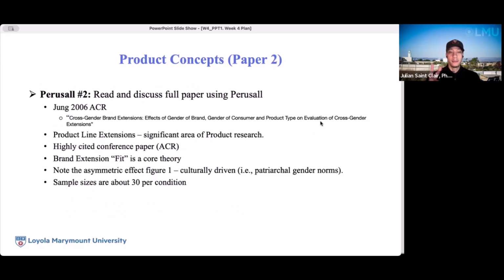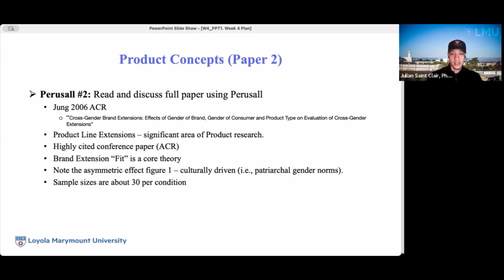That's paper number one. Paper number two is a full paper up on perusal. It's by Jung, 2006. It's actually a highly cited conference paper from the Association of Consumer Research. The title is Cross-Gender Brand Extensions, Effects of Gender of Brand, Gender of Consumer, and Product Type on Evaluation of Cross-Gender Extensions. Product line extensions is another really significant area of research in this topic of product.